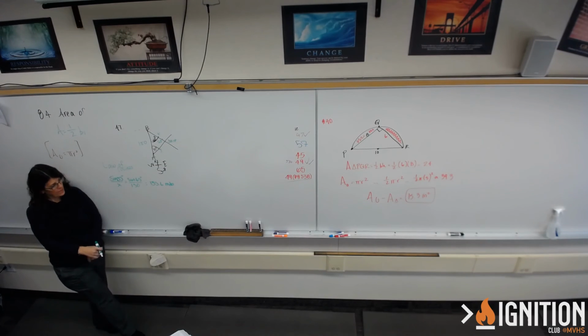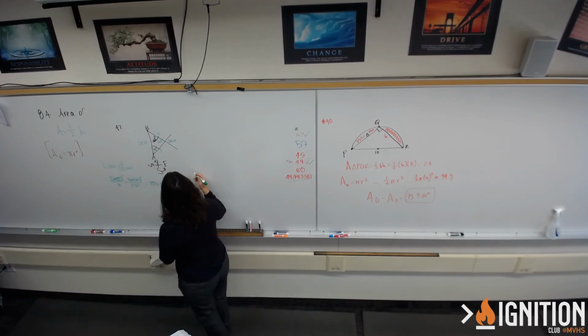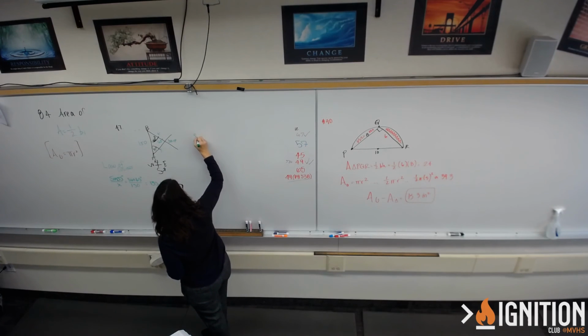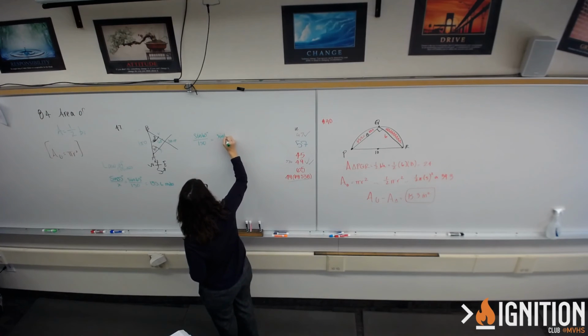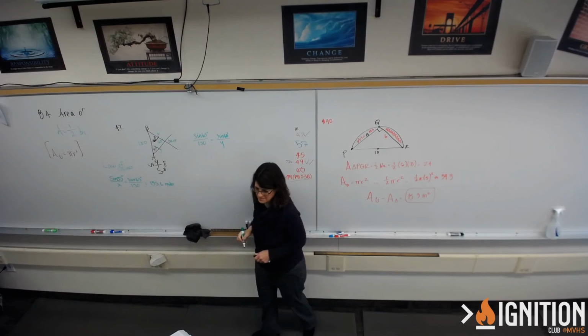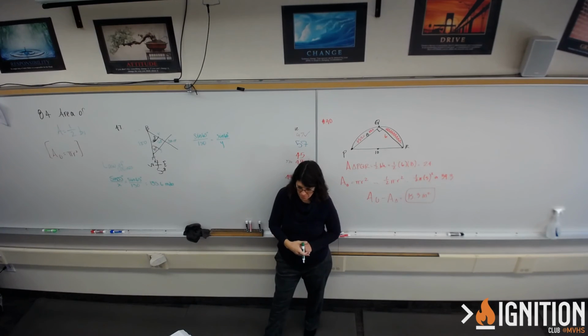For y, I'm going to do the same thing. Except for y, I'm going to do the sine of 65 degrees over 150 is equal to the sine of 60 degrees, which is root 3 over 2, just in case you were wondering. 143.3.